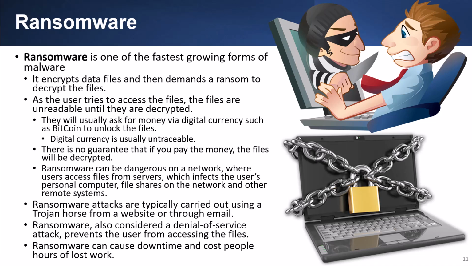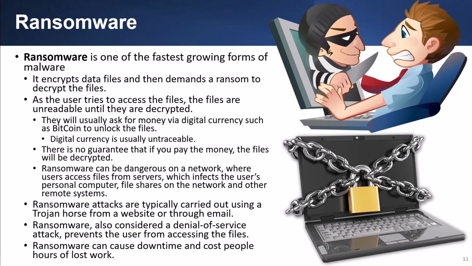Ransomware is one of the fastest growing forms of malware. It encrypts data files and then demands a ransom to decrypt the files. As the user tries to access them, the files are unreadable until they are decrypted. They usually ask for money via digital currency such as Bitcoin to unlock the files. Digital currency is usually untraceable. There is no guarantee that if you pay the money, the files will be decrypted.